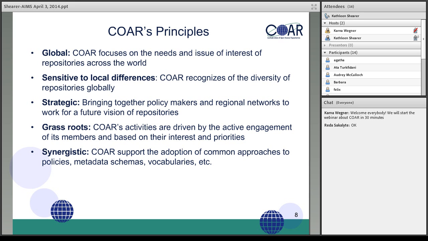And we aim to support the adoption as much as possible of common approaches to policies, metadata schemas, and vocabularies, and that is to ensure that we have some level of interoperability across the repository community globally.